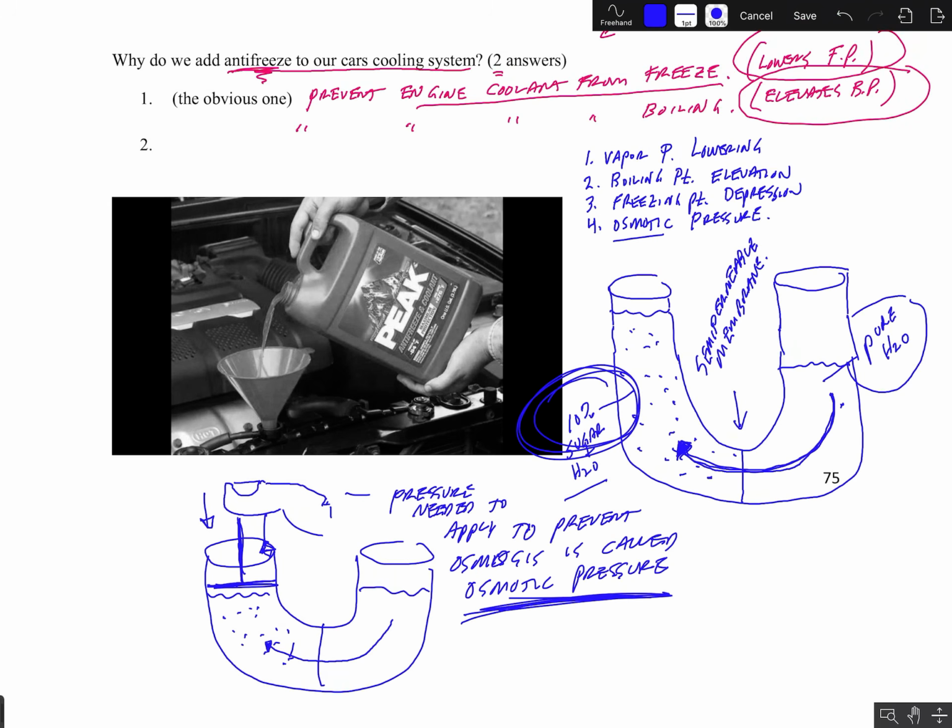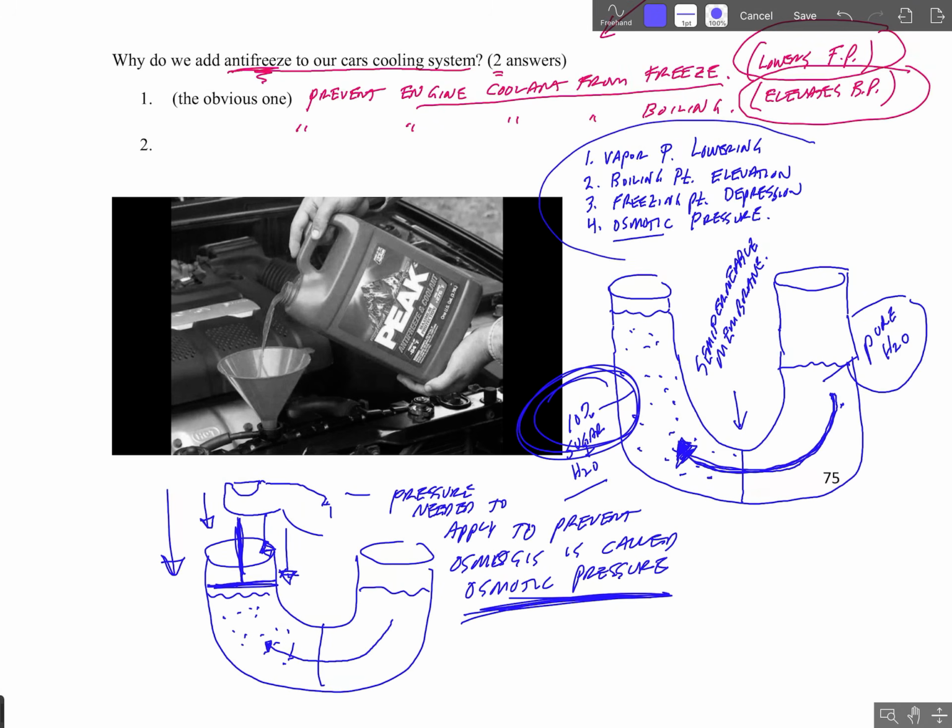So remember, kiddos, osmosis is the flow of water from high water concentration to lower water concentration. It flows spontaneously in that direction. And the pressure that we need to apply to stop osmosis from happening is called osmotic pressure. And the osmotic pressure is related to the concentration of the solute particles, not the type. Okay, so that's our fourth colligative property.